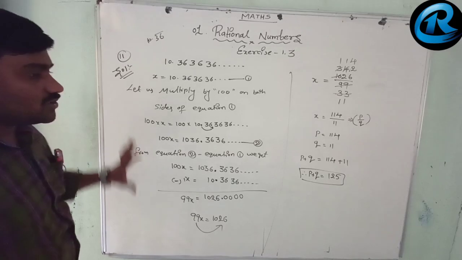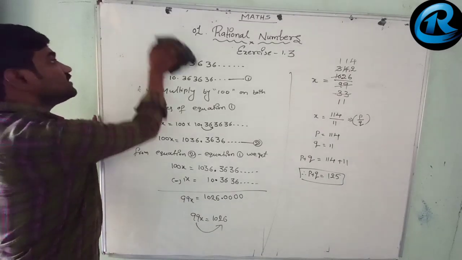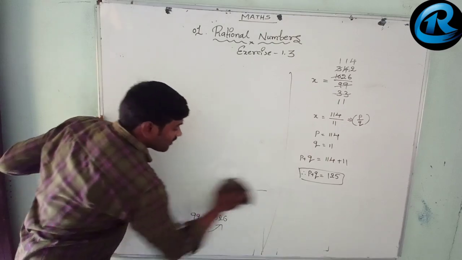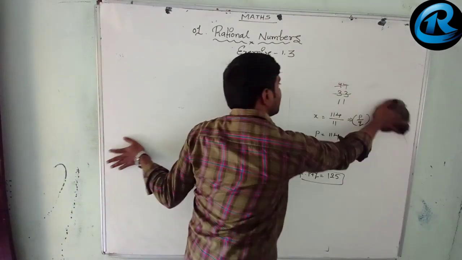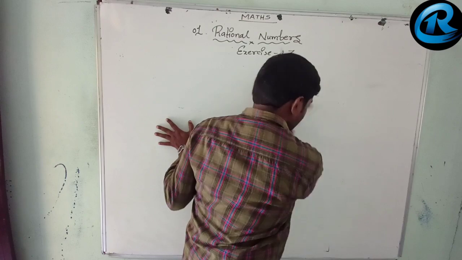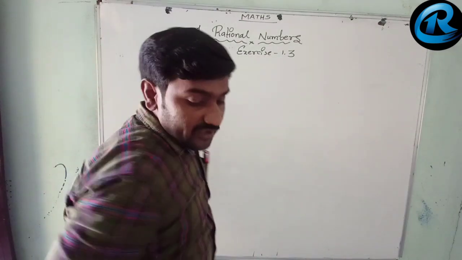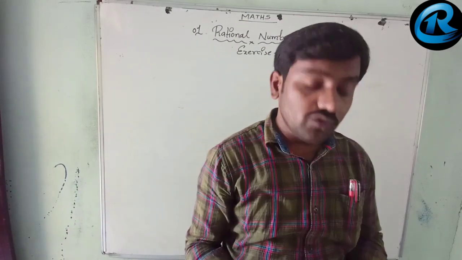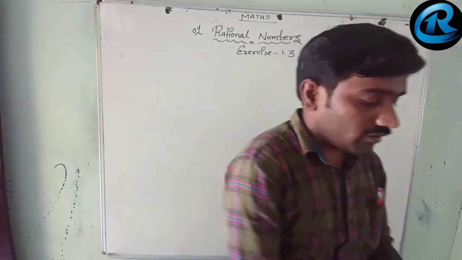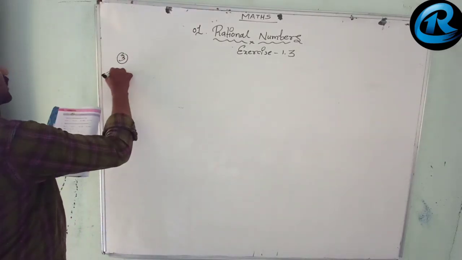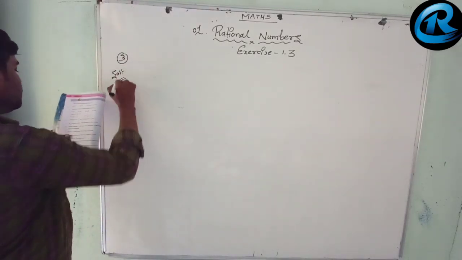So you might have understood how to change repeating, non-terminating decimal numbers into the form of p by q. Now we'll go for the third bit. The third bit question solutions are here.